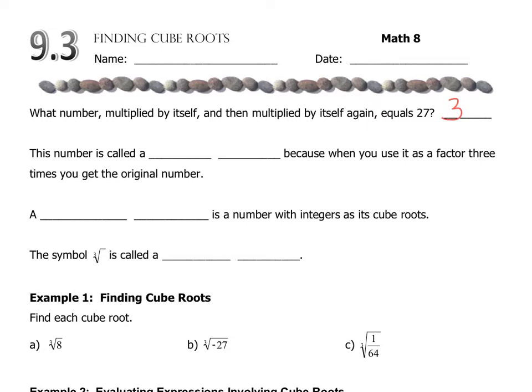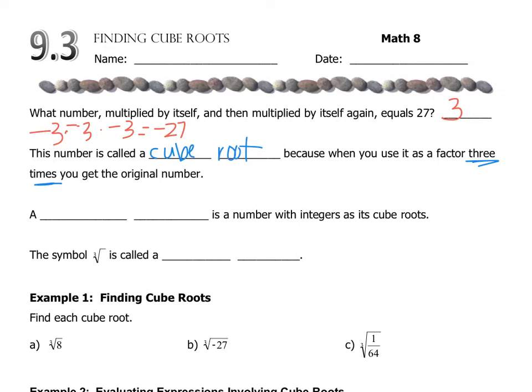Now, unlike when we did square roots, where we would say 3 and -3, for this case we can't say -3, because if you remember, -3 times -3 times -3 would give you -27, and that's not what we want. So cube roots only have one answer, whereas square roots have 2. As I said earlier, this concept is called a cube root because when you use it as a factor 3 times, you get the original number. So we would say 3 is the cube root of 27, or what is the cube root of 27, and the answer would be 3.